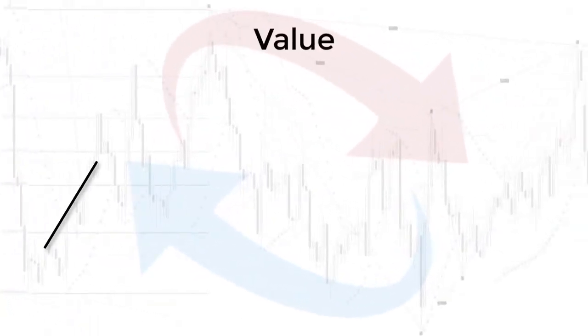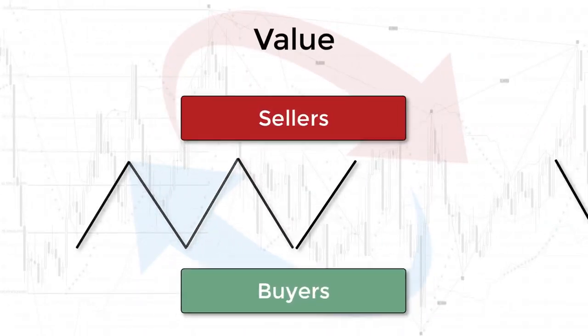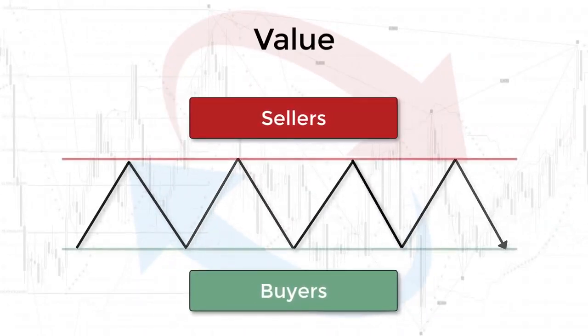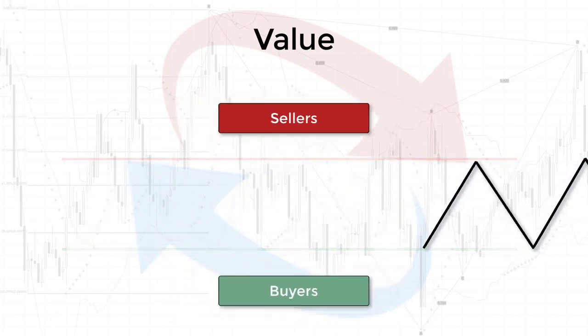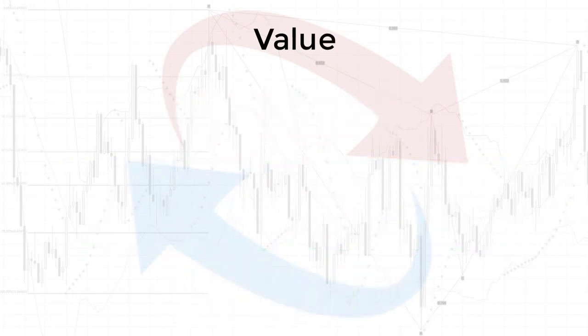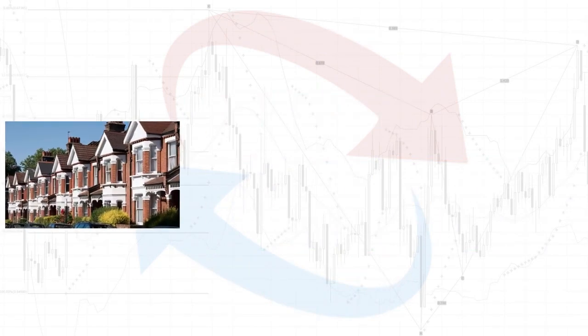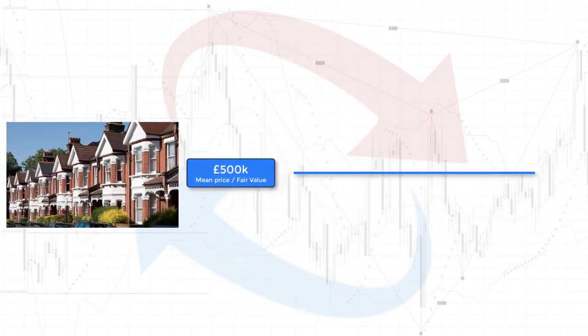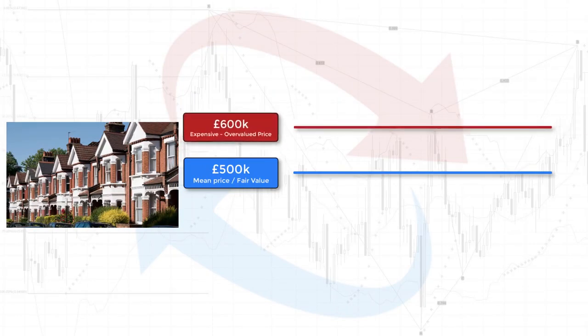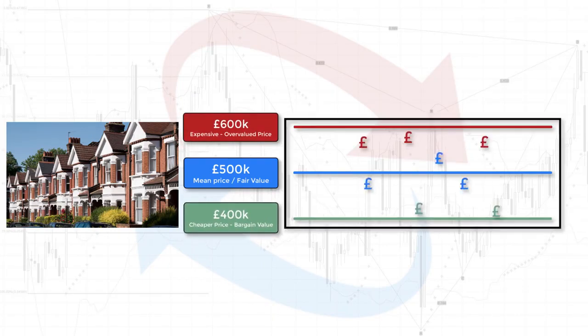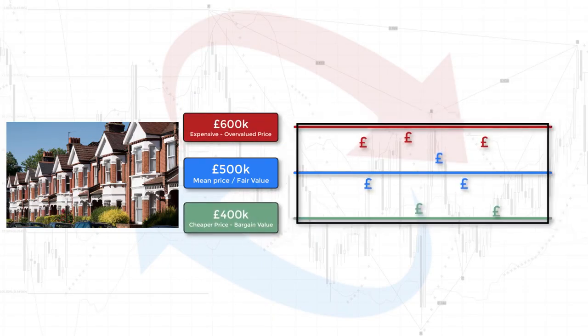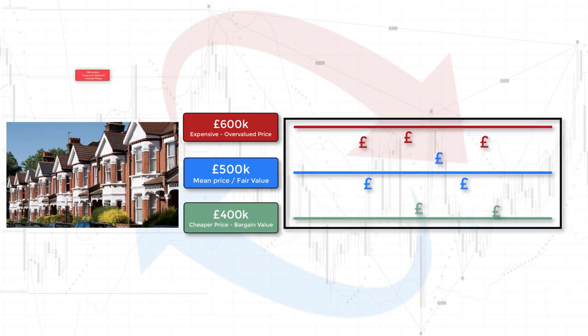Sideways or ranging moving markets occur when buyers and sellers are in agreement on the value of one currency against another. As an example, let's look at property market prices. Let's say the average or mean price of a home in your area is £500,000. Some homes may sell for slightly more and some homes may sell for slightly less, but there will be a certain price range that prices in your street will stay until something changes fundamentally within the property market.